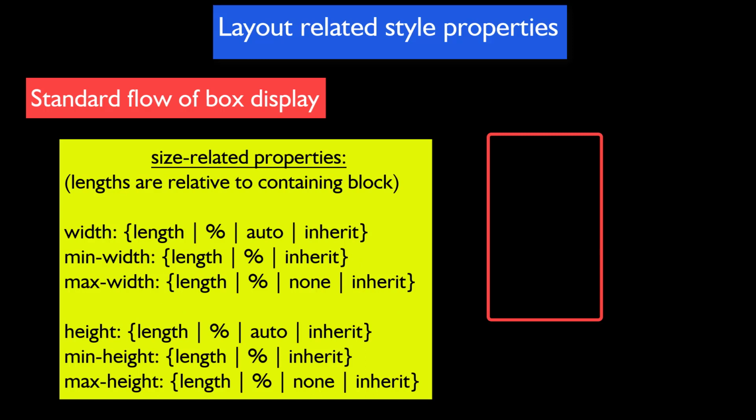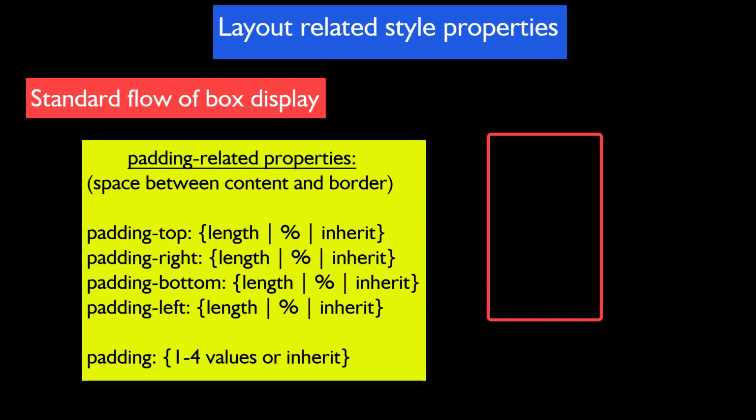Size-related properties. For width, you can specify length or percentage or auto or inherit. For min width, though, just length and percentage and inherit. And for max width, length or percentage or none or inherit. For height, you can specify a length value, percentage, or auto or inherit. But min height only has length or percentage or inherit. And max height has length, percentage, or none or inherit. So there is no maximum to the width and height. These width and height properties do not apply to inline boxes.